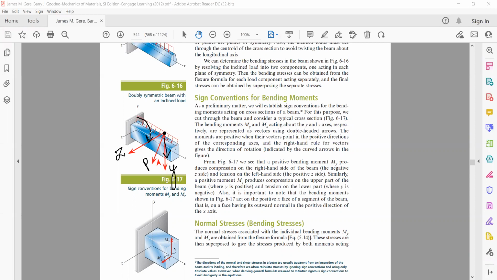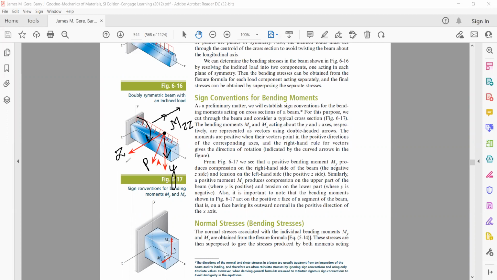If you curl your fingers in the direction of this arrow, then the direction of the thumb will give you the direction of the moment. So if you curl your fingers, your moment will essentially be in this direction. That will be the component of the moment M. The component of the moment along the z-axis, we write as Mzz, and that is shown by two arrows.